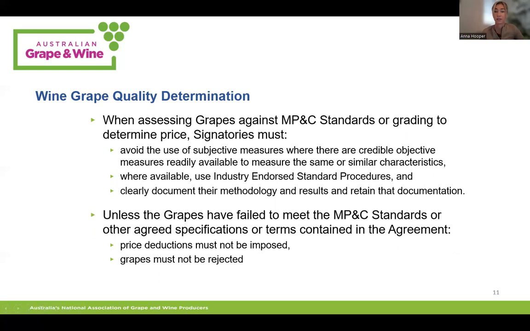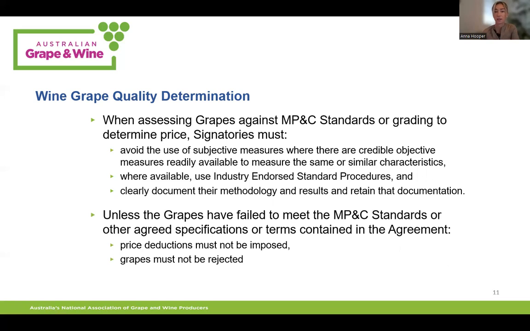When assessing grapes against maturity, purity and condition standards, or grading them or making any assessment of grapes, signatories must avoid the use of subjective measures to determine price in circumstances where there are credible objective measures readily available to measure the same or similar characteristics. And as I said before, where they exist, they must use the industry endorsed standard procedure and clearly document their methodology and results and retain that documentation.